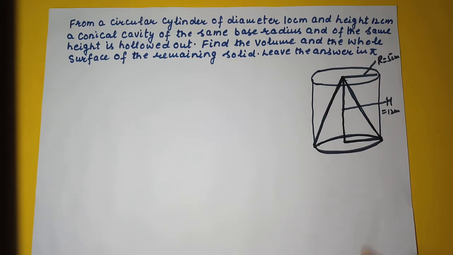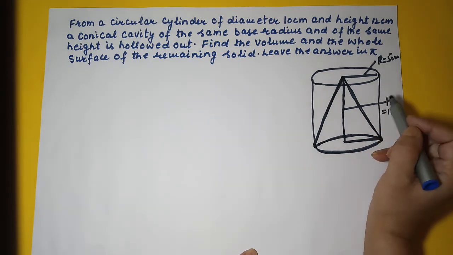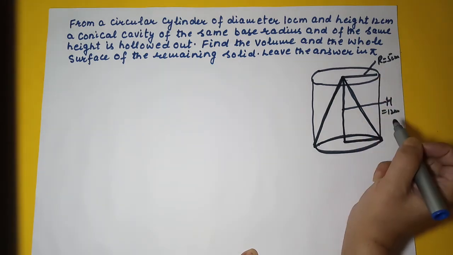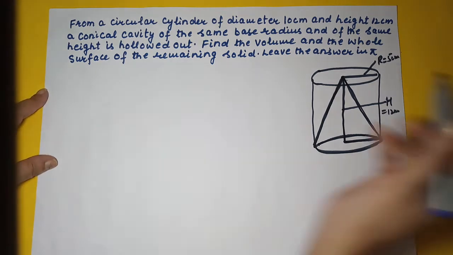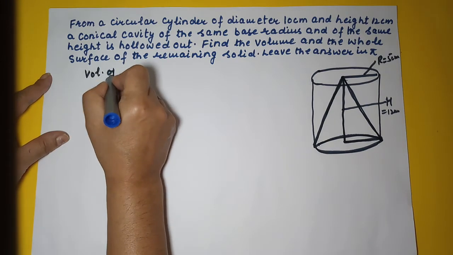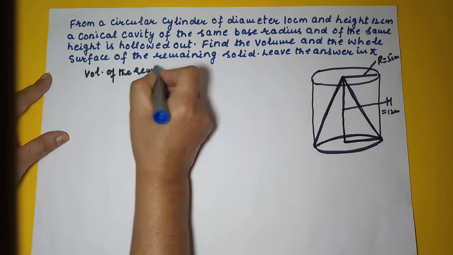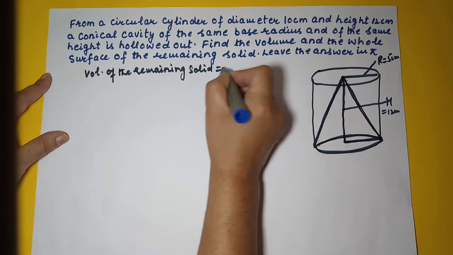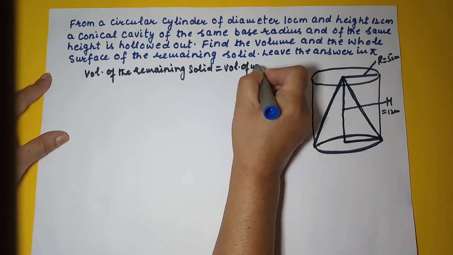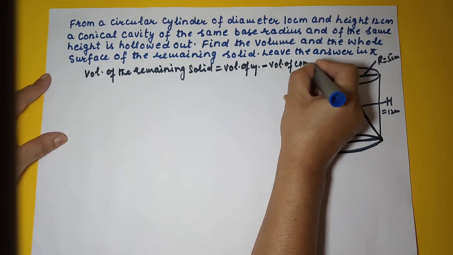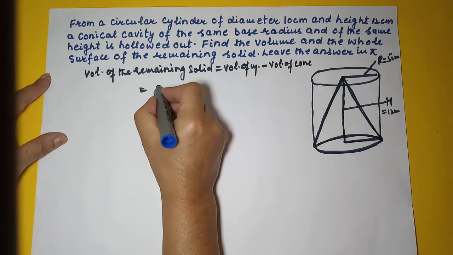Now the first thing is the volume of the remaining solid. Obviously, the volume of the remaining solid will be the volume of the cylinder minus the volume of the cone. That will be left as the volume there. So let's first calculate the volume of the remaining solid. So the volume of the remaining solid will be volume of cylinder minus volume of cone, right?